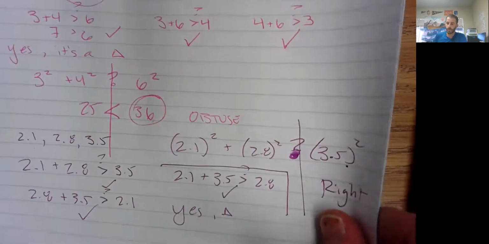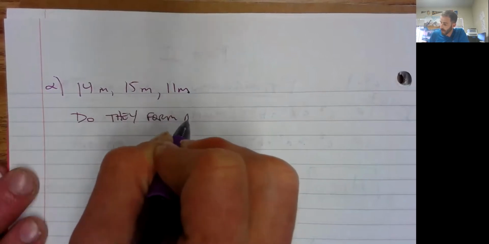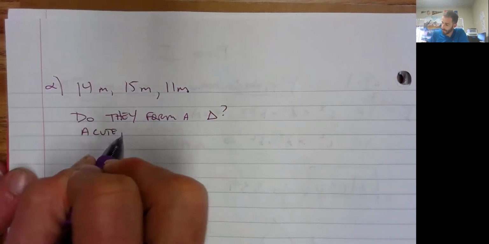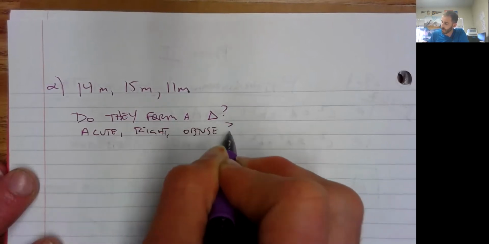All right, you are about to do a problem that I'm going to make up. Well, rather, I'm going to copy from the book, and you're going to answer it in Edpuzzle for me. So this is letter alpha because you're not finding it in your book. You better be paying attention to the video. We want to verify that the leg segments of 14 meters, 15 meters, and 11 meters form a triangle. So do they form a triangle? And then if so, is it acute, is it right, or is it obtuse? All right, and you're going to let me know on Edpuzzle.